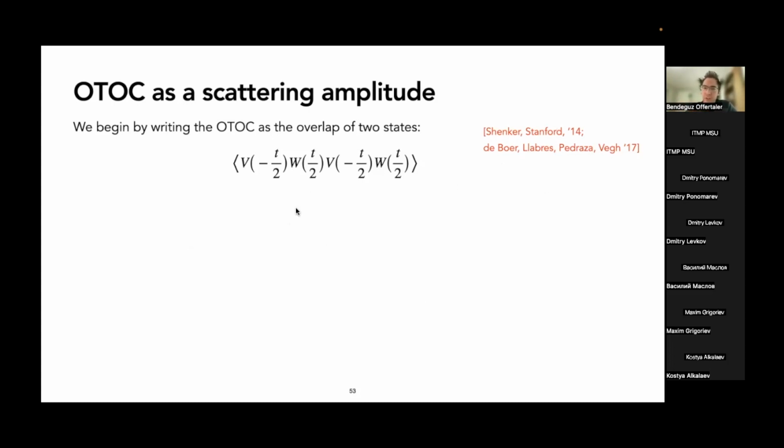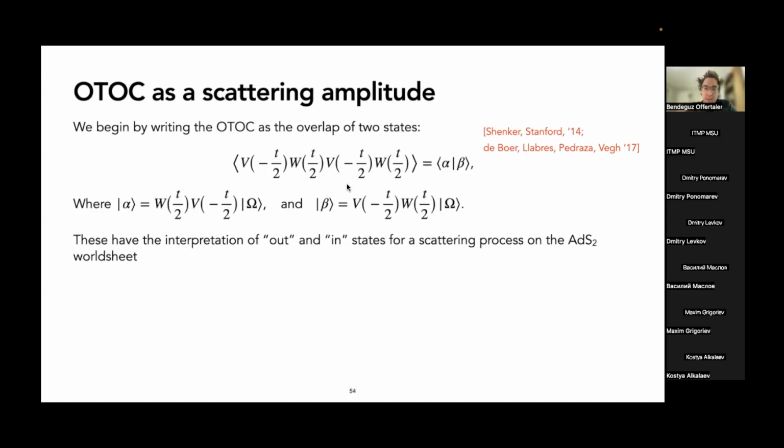So for generality, let's consider some operators V and W, which could be the scalars, or they could be more general operators. Let's also put the operators in a more symmetric configuration where W is now at time t over 2, and V is at time minus t over 2. This is Lorentzian time. We put in this symmetric configuration just to make the scattering interpretation more manifest. So then we write this OTOC, this correlator, as an overlap of two states, alpha and beta, which can be interpreted as out states and in states for a scattering process on the AdS2 worldsheet.